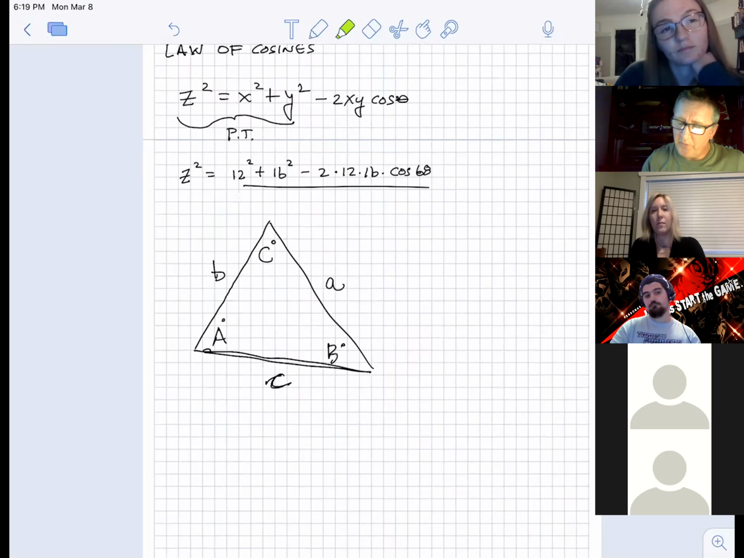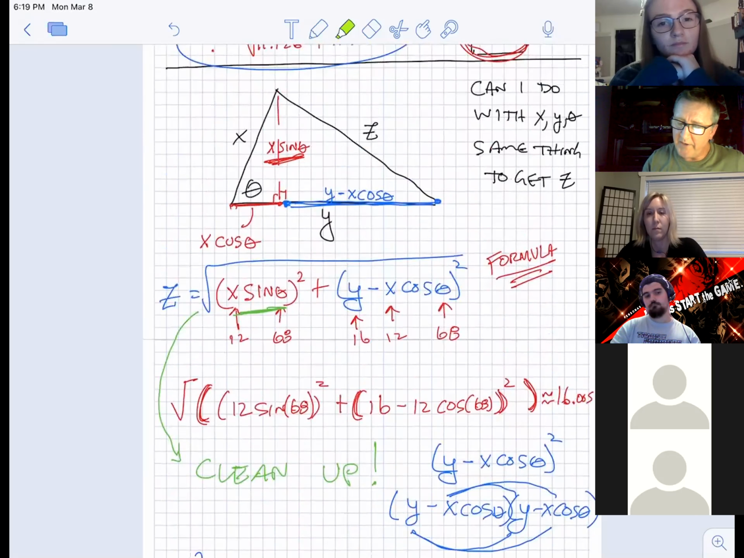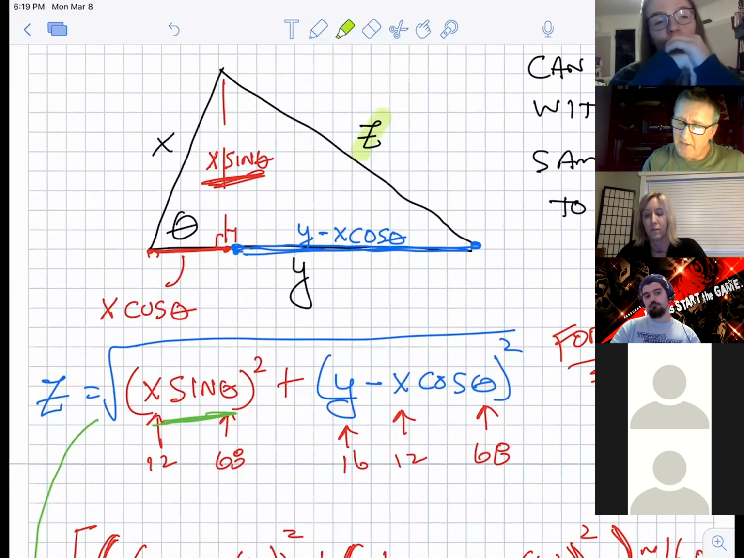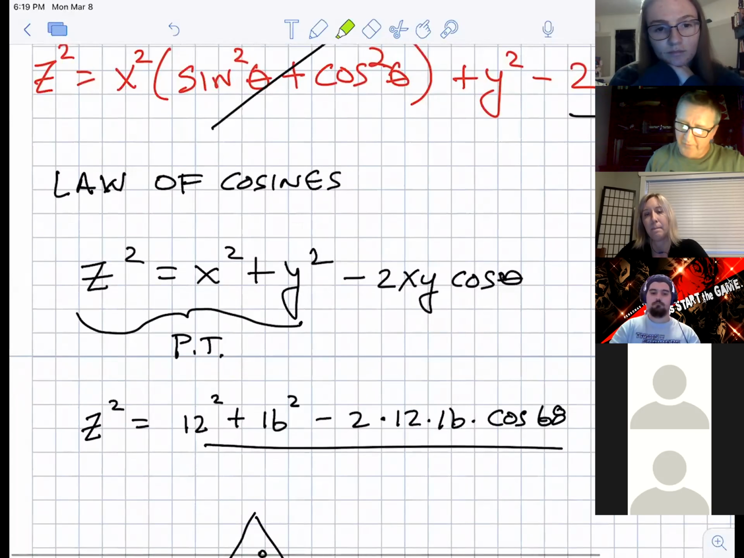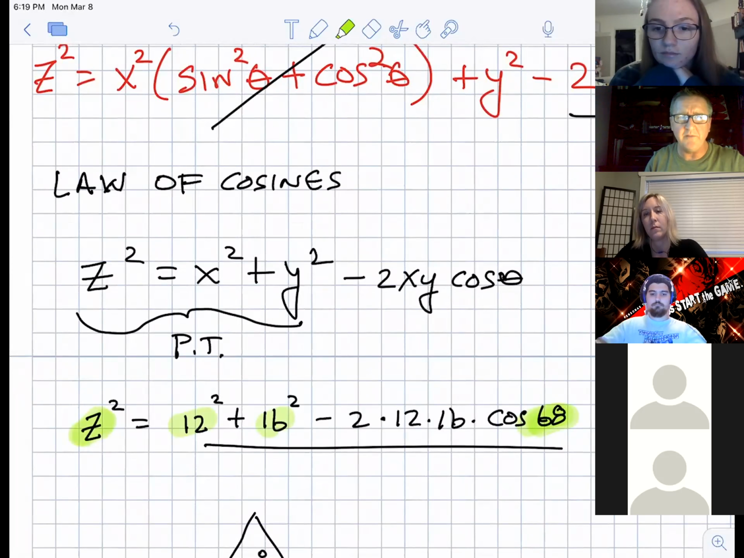You need to notice something really important about this. There were 3 sides in this triangle back here, Z, X, and Y. Did you notice theta was across from Z? That's extremely important. In other words, when you look at this formula that we just made, there were 3 sides, Z, 12, and 16. The one that was across from 68 is the one that's over there by itself. Does that make sense? You can't mix this up.